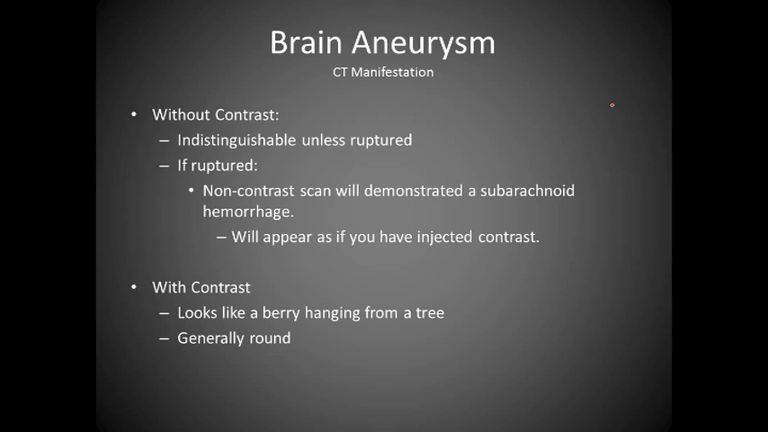So without contrast, many aneurysms are indistinguishable unless ruptured. If ruptured, non-contrast scans will demonstrate a subarachnoid hemorrhage, and they will appear as if you have injected contrast. So that's what you want to keep in mind, that on brain aneurysms, if one is ruptured, it's going to look like you've injected contrast into the patient, even though you haven't.